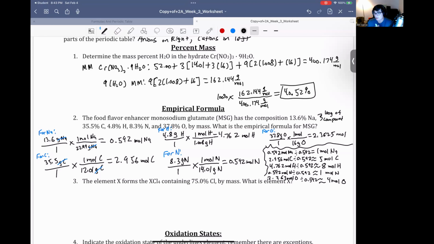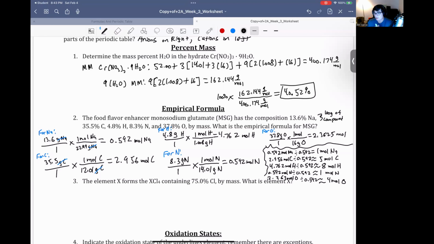So it says the element X forms the XCl4 containing 75.0% chlorine by mass. What is element X? Okay, so first what you want to do is find the total mass, and then you can figure out what element X's mass is, and then figure out what element it is. So how do we do that? So it's telling you that chlorine is 75% by mass.